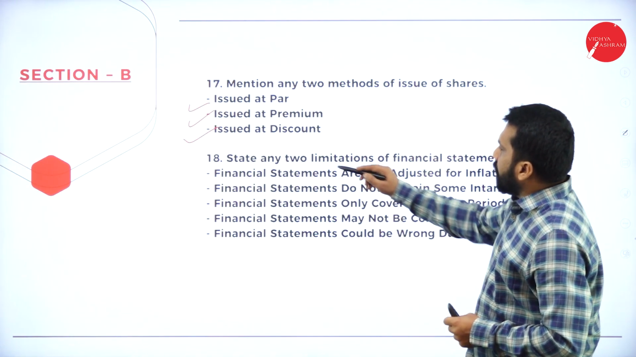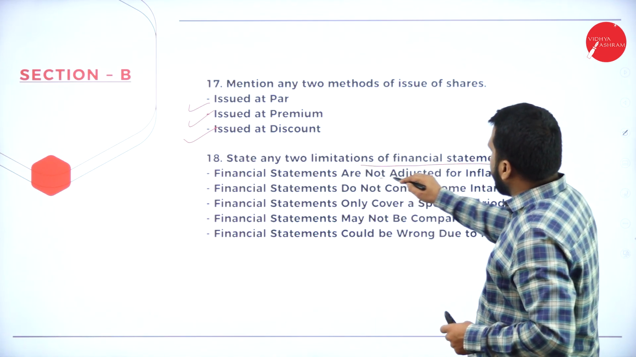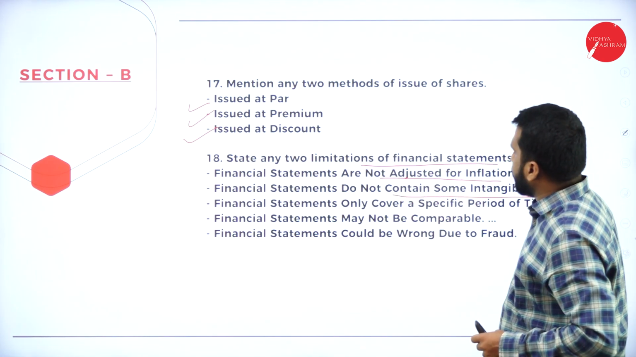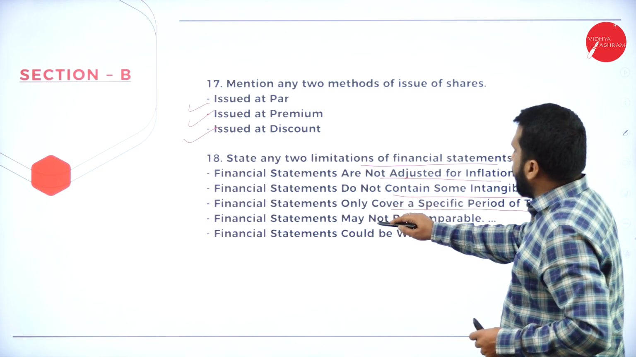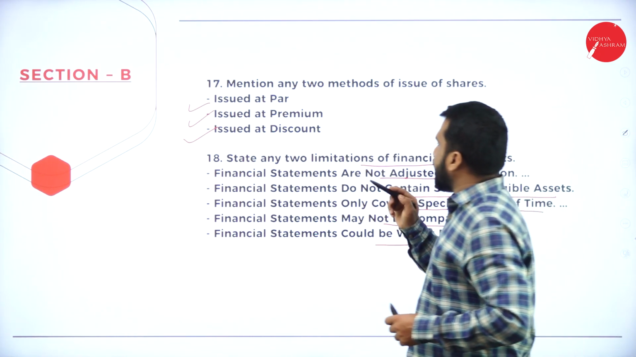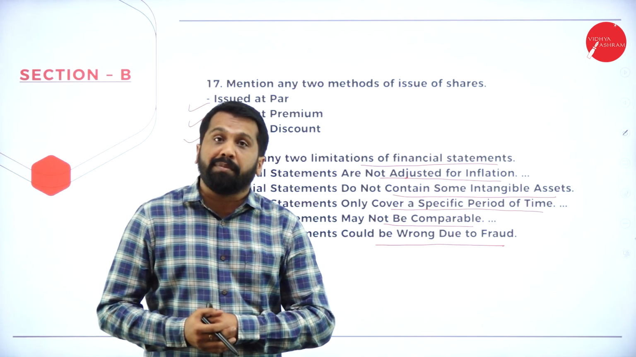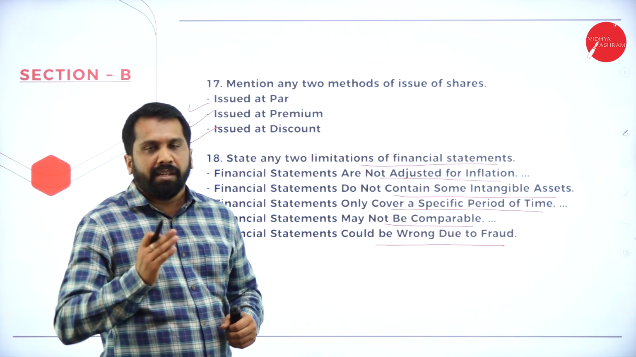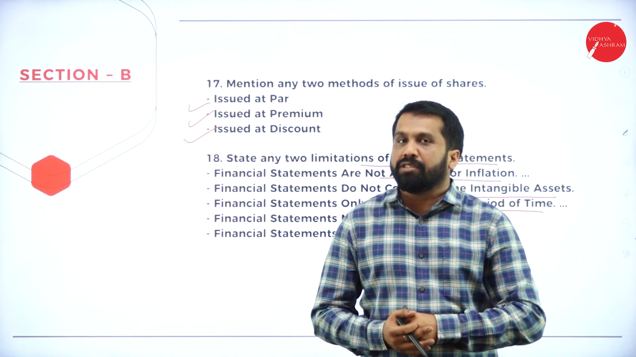Then state any 2 limitations of financial statements: they are not adjusted for inflation, do not contain some intangible assets, only cover a specific period, may or may not be comparable, and could be wrong due to fraud. These are the limitations of financial statements. Remember, limitations we also call disadvantages. A few may get confused thinking disadvantages and limitations are different.